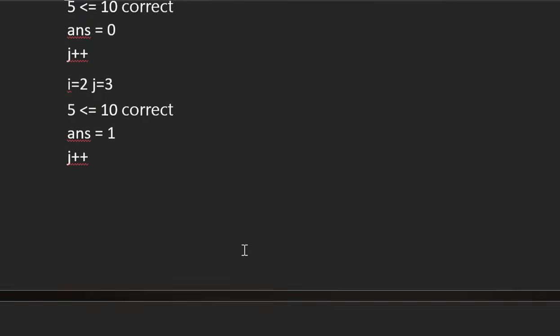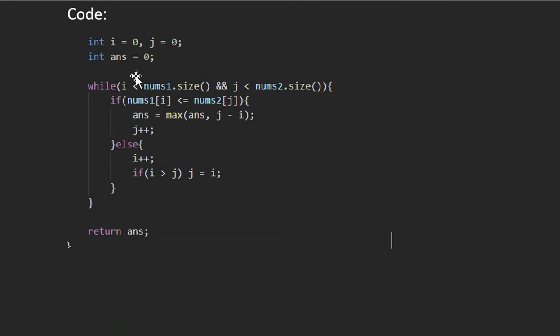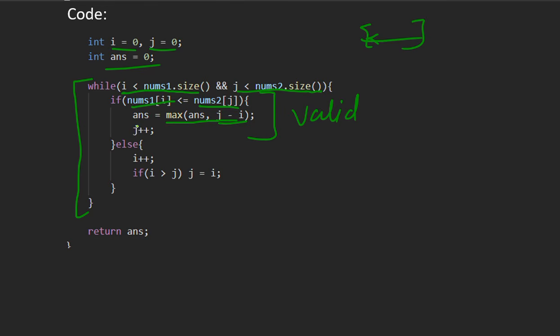So I hope you get this example, right? So let's see the code part. In the code part, we have taken two pointers I and j, and initially we have taken the answer equal to 0. Then we have used a while loop which will work until both indexes I and j are present inside their respective arrays, or inside their respective boundaries. Then the first thing is the valid case. Valid case means nums1 of I is less than or equal to nums2 of j. Then what we do is we find the distance, update our answer and increase our j, right?